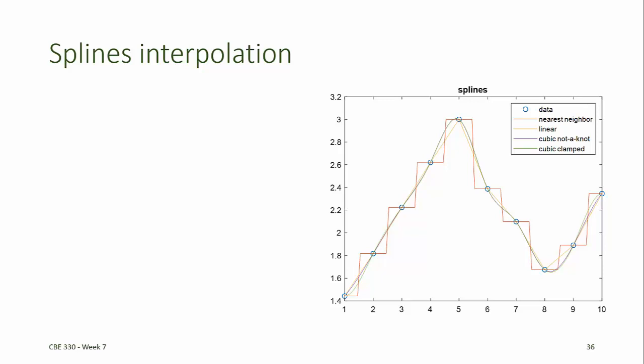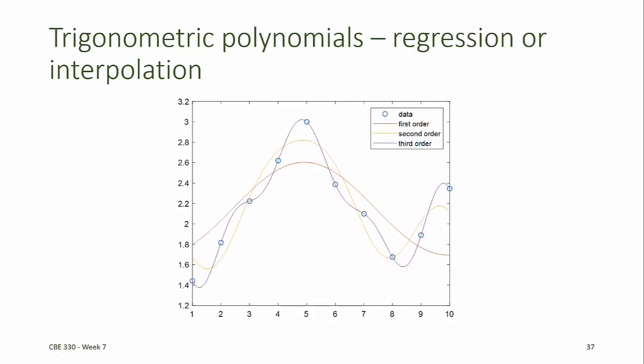Here we've plotted the nearest neighbor spline, which is a series of step functions, the linear spline, which is a series of straight line segments connecting neighboring data points, and two different cubic splines, one using the not-a-knot boundary condition and one using the clamped boundary condition, where the clamped boundary condition imposes a zero derivative at each of the endpoints.